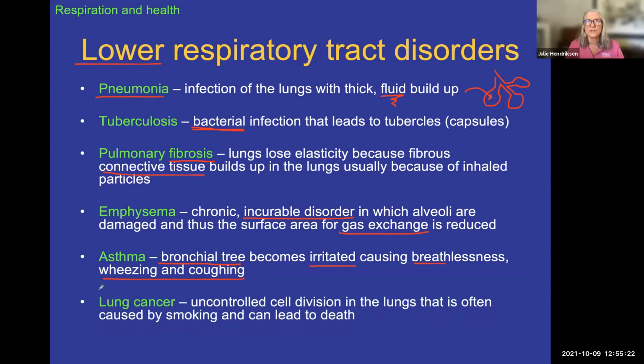And then finally, cancer, we know, is when those cells are growing uncontrollably. Lung cancer, uncontrolled cell division in the lung, is triggered because of a carcinogen that has triggered the cells to misbehave, and smoking, of course, is one of the main causes for lung cancer.